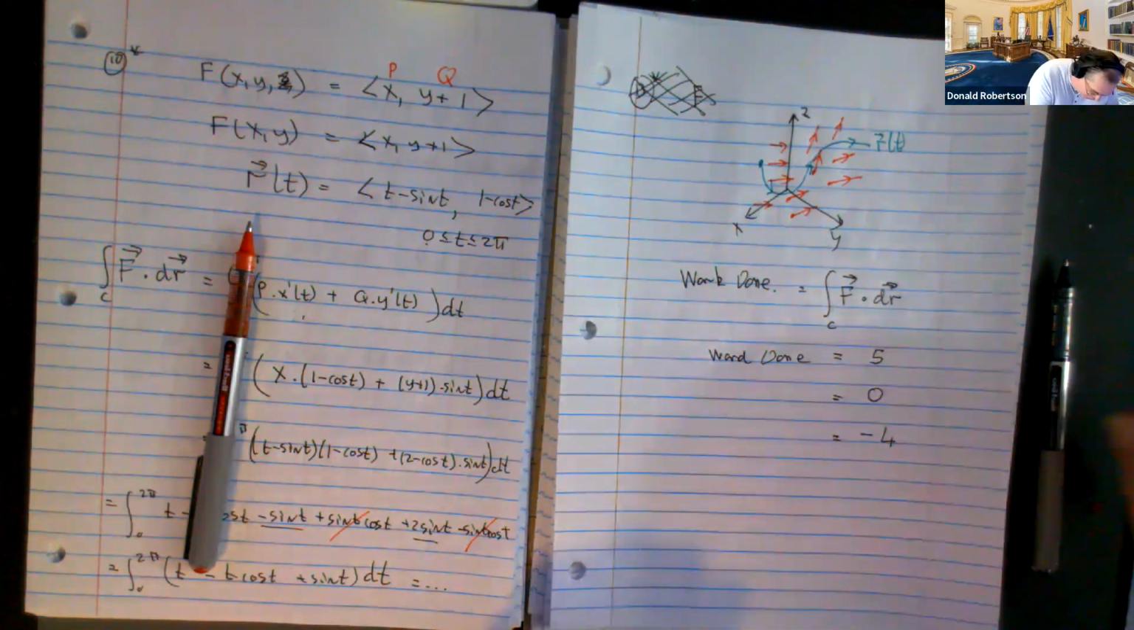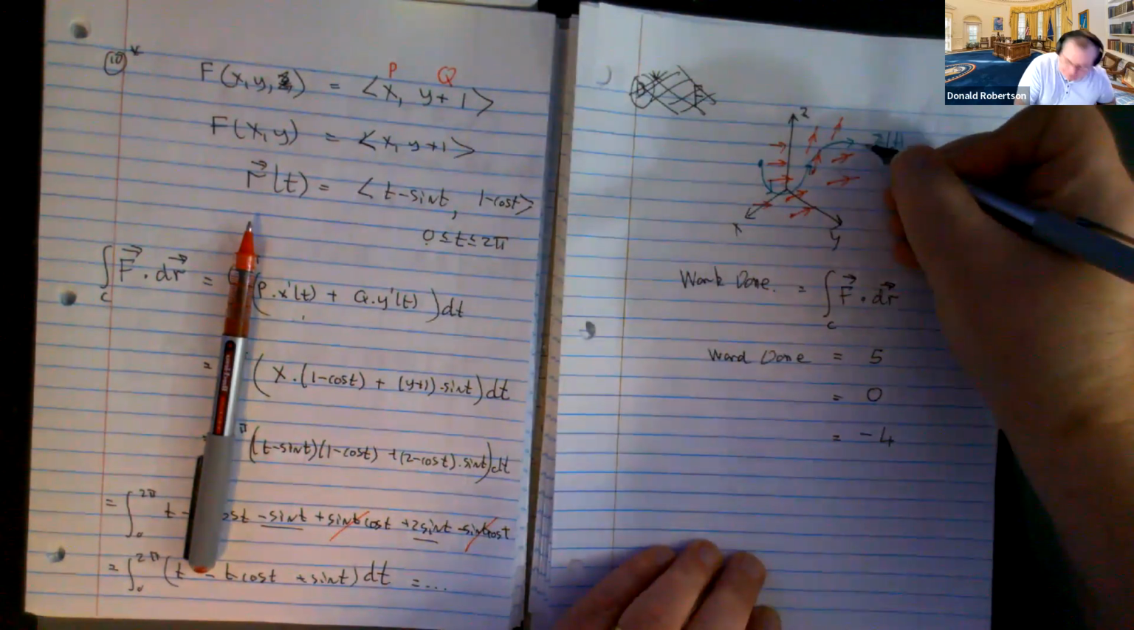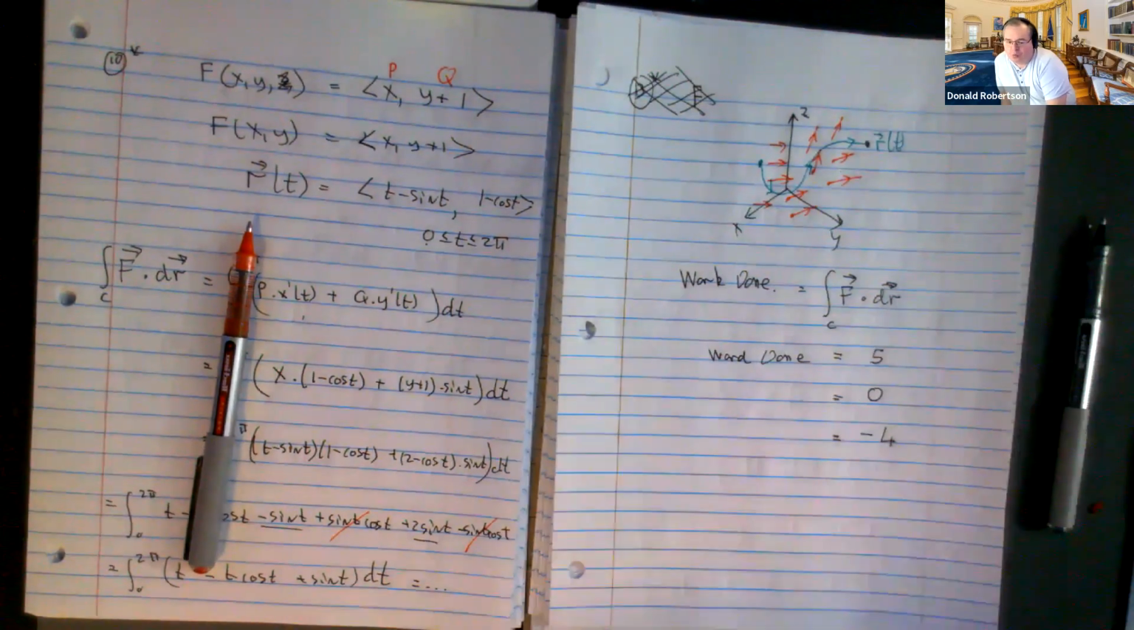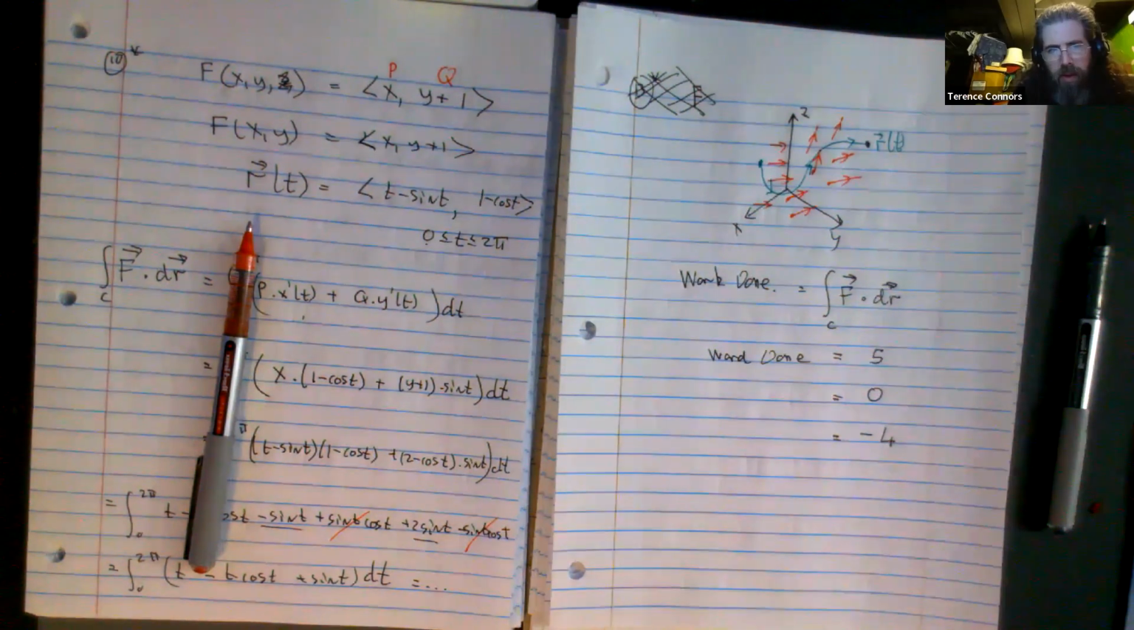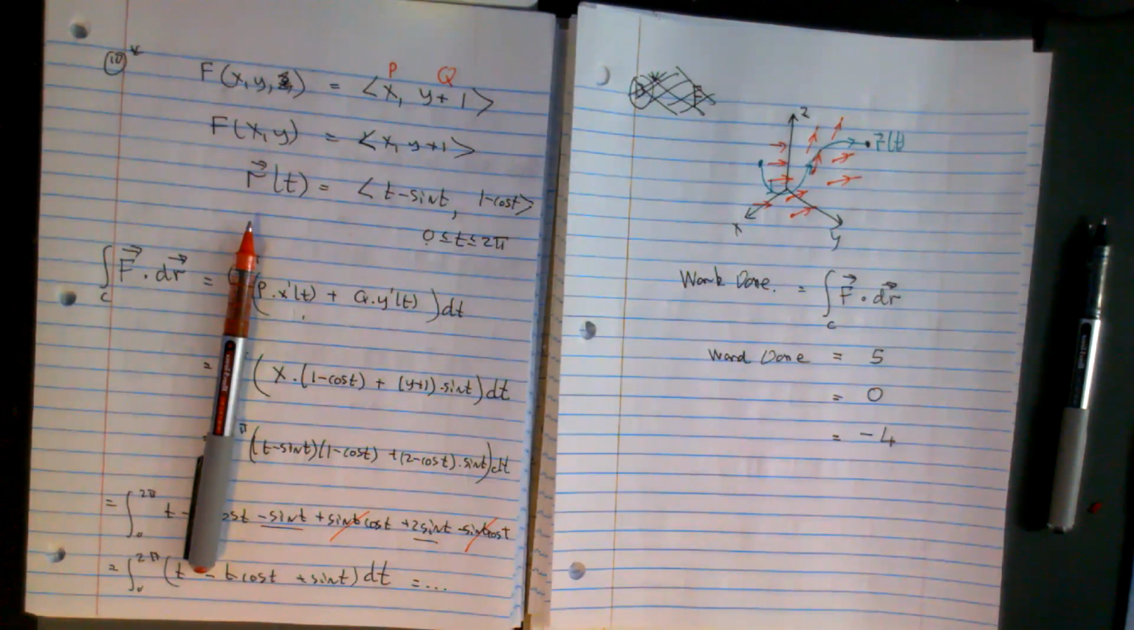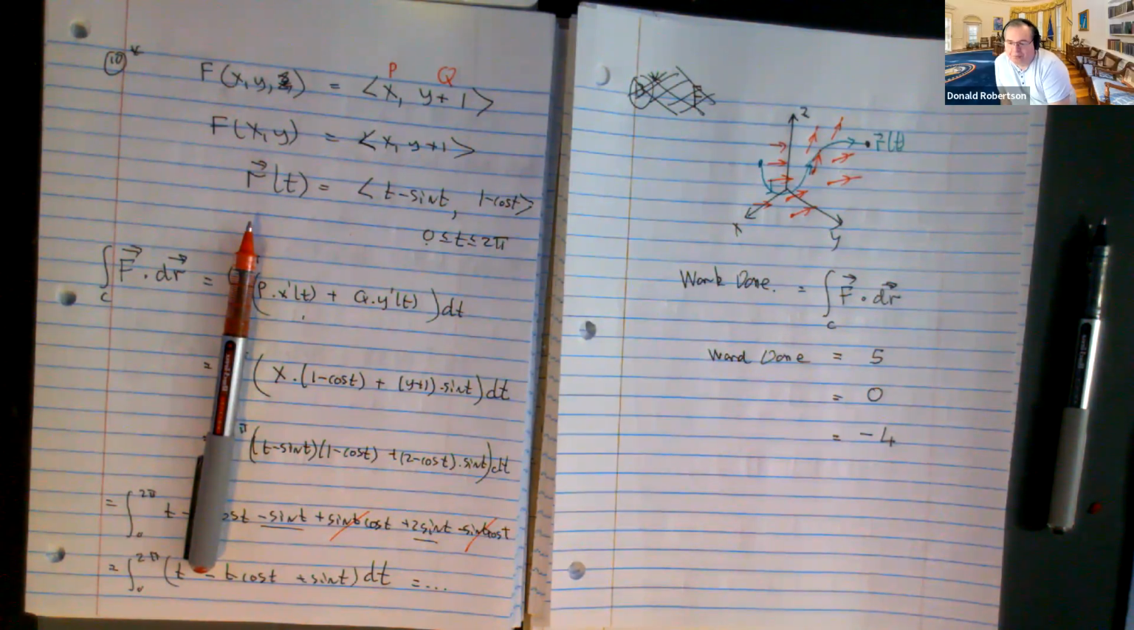What would a 0 mean? What if the work done was 0? What would that kind of mean? There's no movement. Not so much no movement, but the amount of energy or work that it took would be balanced by the energy or work that you would get by the time you finished.